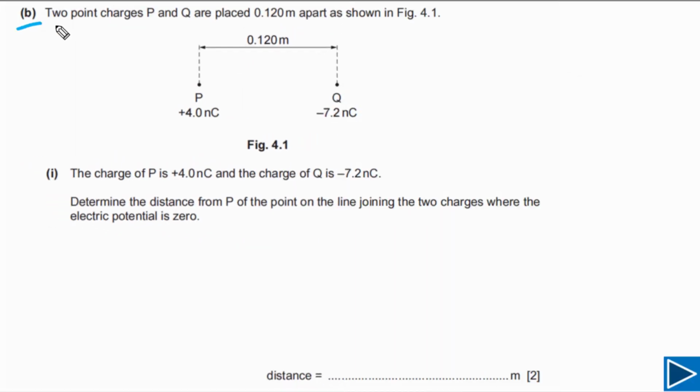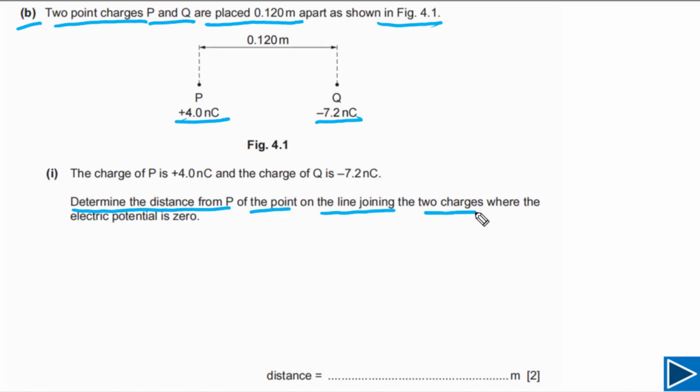For part B, it is given to us there are 2 point charges P and Q placed at a distance of 0.120 meter apart from each other as shown in figure 4.1. Charge on P is positive and the magnitude is 4.0 nanocoulombs, and charge on Q is negative and the magnitude is 7.2 nanocoulombs. For this question, we need to determine the distance from point P of the point on the line joining the two charges where electric potential is 0.